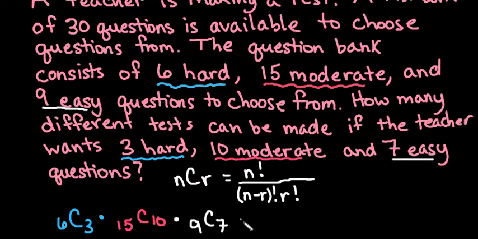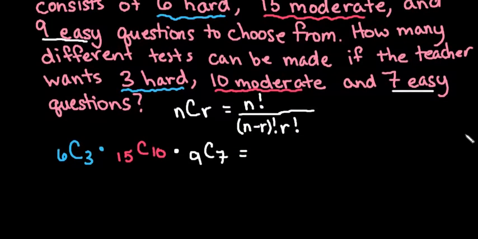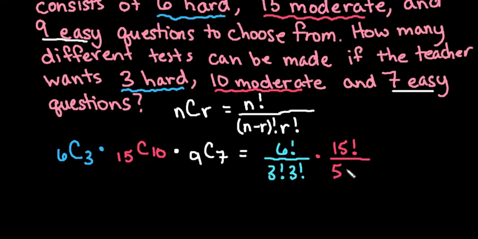So if you need to show the work, basically what you would do with this is you would set up each of these individually. So we would say 6 factorial over 6 minus 3, which is 3 factorial times 3 factorial, times 15 factorial over 15 minus 10, which is 5 factorial, 10 factorial. And then the last one would be 9 factorial over 2 factorial, 7 factorial. So if you need to show the work, this is what it would look like. But we can just use our calculator in order to find this.